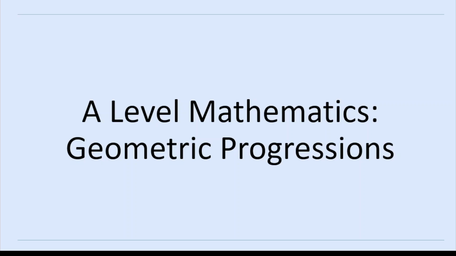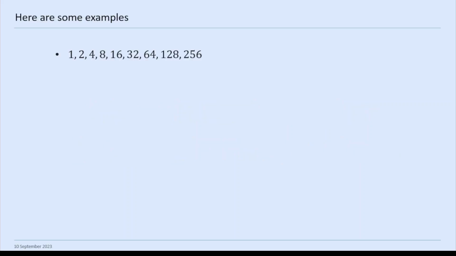I'm Simon. Today we're going to look at the A-level mathematics topic of geometric progressions. What is a geometric progression? It's a string of numbers which have a common ratio. So here the common ratio is 2: 1, 2, 4, 8, 16, 32, 64, etc.